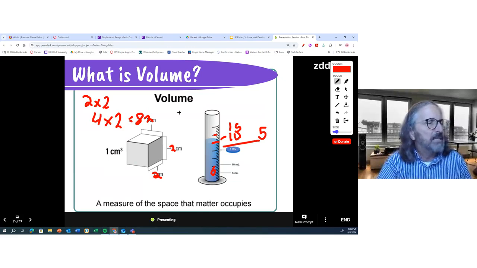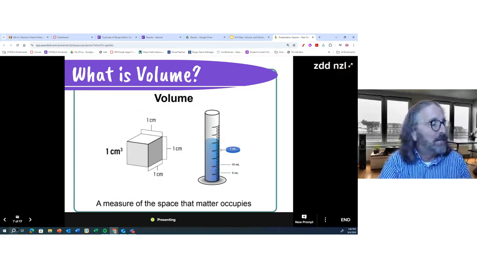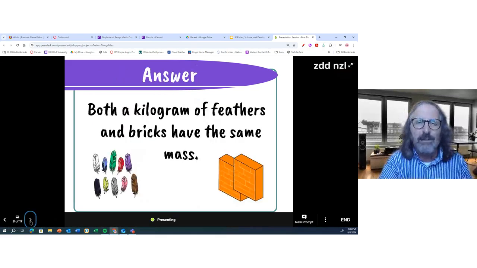Okay, and that's why we say centimeters to the 3rd power, because it's a 3-dimensional object, right? Yeah, got it. You can't count by 2. That was kind of a tricky question, but I'm trying to get you guys to put your math brains in here.